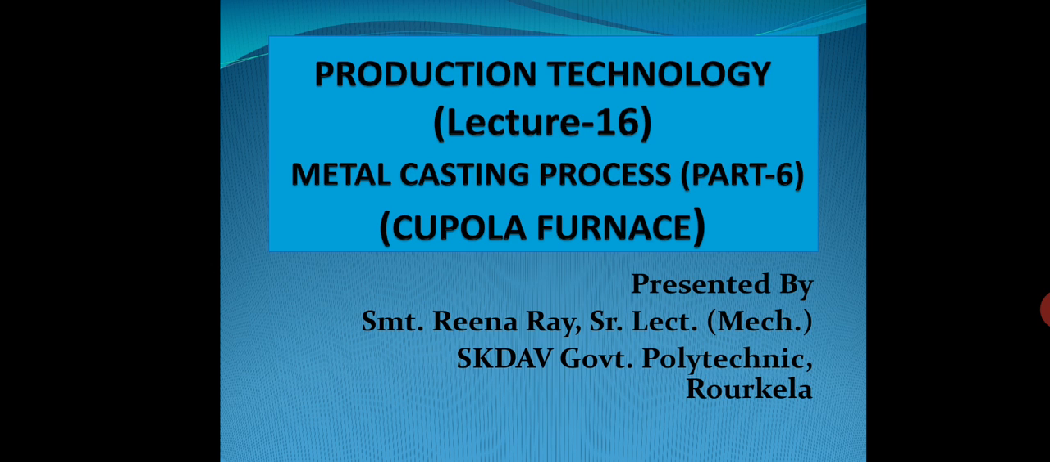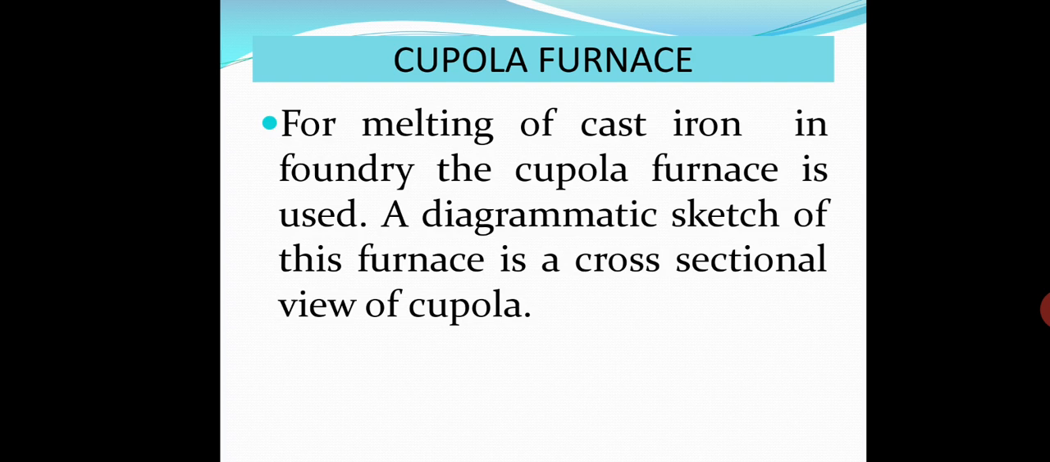So, casting is the metal forming process where molten metal is poured into the mold. With the help of a pattern, the mold is prepared. Now, to get molten metal, we use different types of furnace. The most important furnace in the casting process is the cupola furnace. So today we will discuss this cupola furnace.